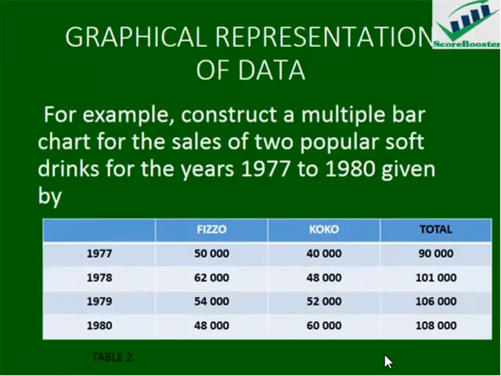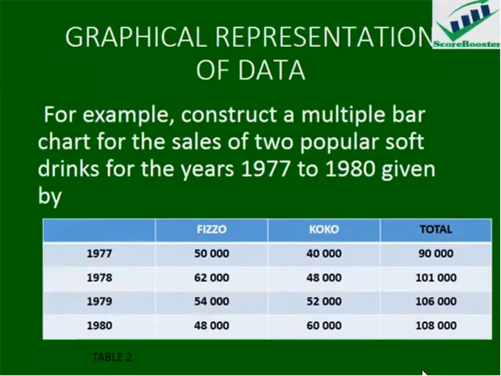So now we'll see how to construct the multiple bar chart. In 1977, Fizzo is 50,000 and Cocoa is 40,000. And you can see the total for 1977 is 90,000. 1978 we have 62,000 and 48,000, which gives 101,000. 54,000 and 52,000 gives 106,000. 48,000 and 60,000 gives 108,000.